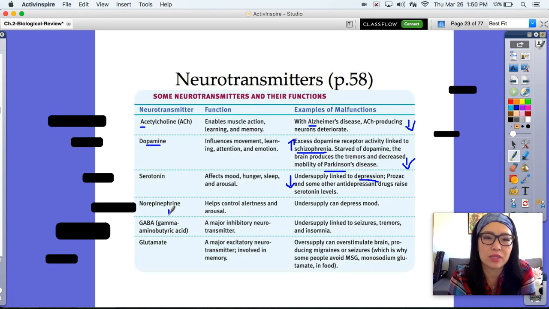Okay, norepinephrine, these are all your A words. It's going to be alertness, arousal, attention, adrenaline. Okay, too little of it is going to lead to depression.